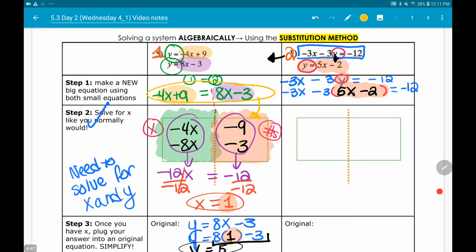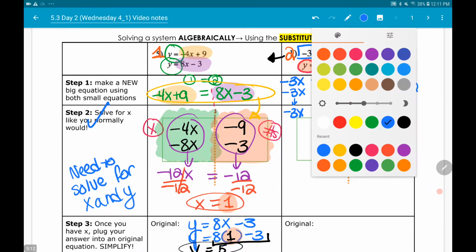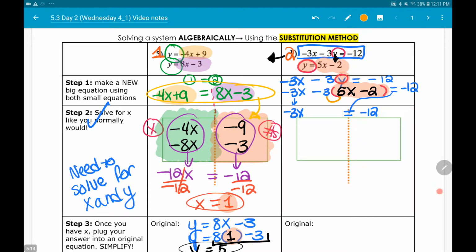Does anyone remember what to do when we solve with parentheses? We do the distributive property. So I'm going to multiply this. All right, but before I do that, let's write down what we can. So negative 3x is going to just get brought down. I'm going to bring down my equal sign, and I'm going to bring down my negative 12. Make sure your equal sign stays lined up with the dotted line. Now, let's distribute. So negative 3 times 5x is negative 15x, and negative 3 times negative 2 is positive 6.